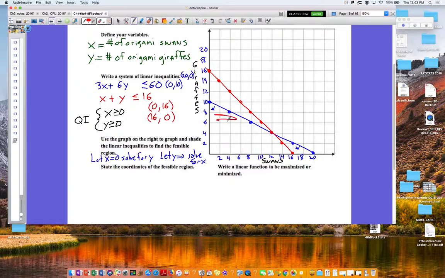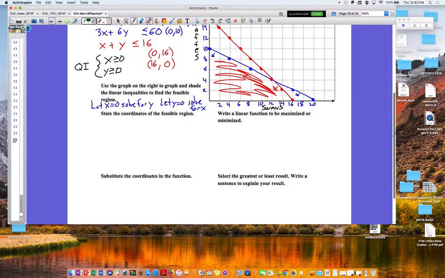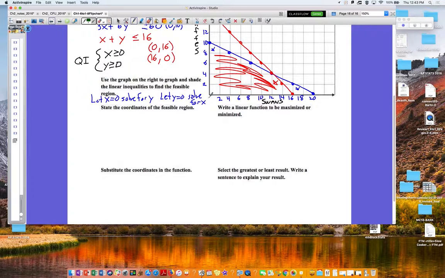So now, here's my feasible area. In this case, I'm also shading down, because I have to make less than. So I get everything here in blue, red, and in the positive quadrant. Now, I need to find those corner points. Let's shift this up just a little bit. State the coordinates, or the vertices. I have 4 of them here.